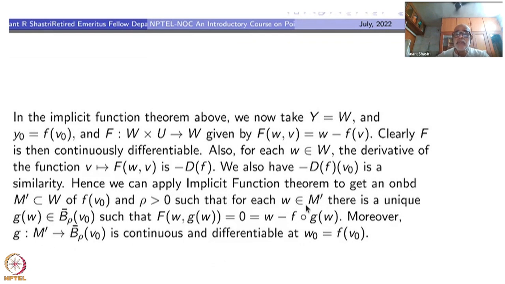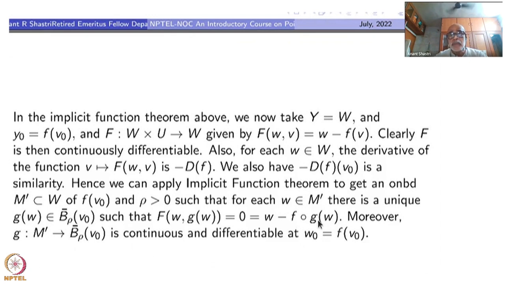The first part says there is a neighborhood M prime of W naught, which is F of V naught, and a rho positive such that for each W inside M prime, there is a unique G(W). There I put Y and so on. Now Y is W, so I am writing that G(W) belonging to B rho bar, such that F(W, G(W)) is 0. But what is F(W, G(W))? It is W minus F of G(W). W minus F of V, right? V is G(W). So what is the meaning of this? This just means that F composite G is identity on M prime, right? So that is the meaning of this one.